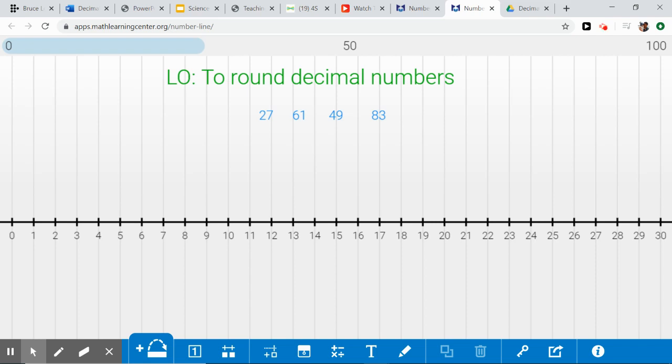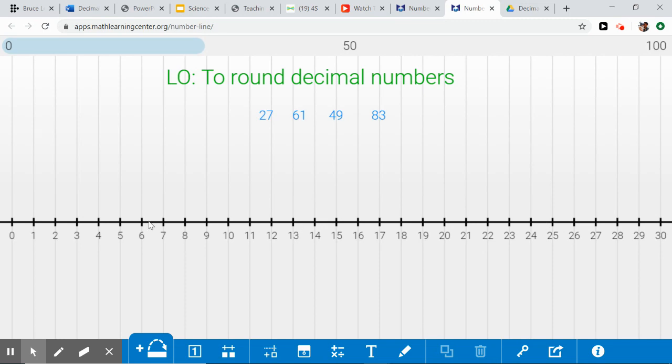In our lesson today, we're going to be looking at rounding decimal numbers. So first, we're going to have a recap on just what rounding is. The reason we round is to make it easier to manipulate numbers. So it makes it easier to add, subtract, multiply, and sometimes divide.